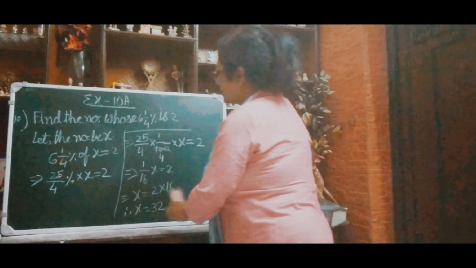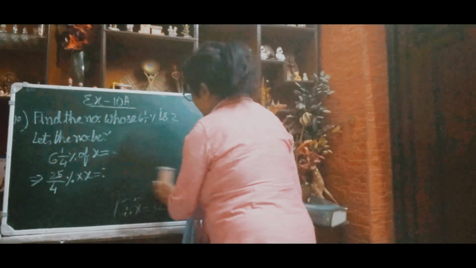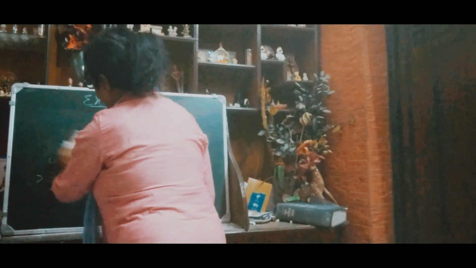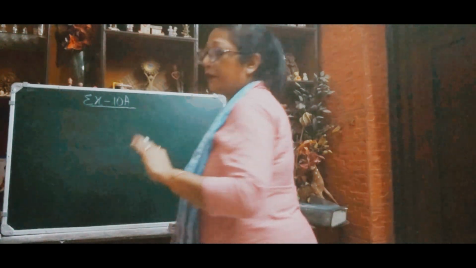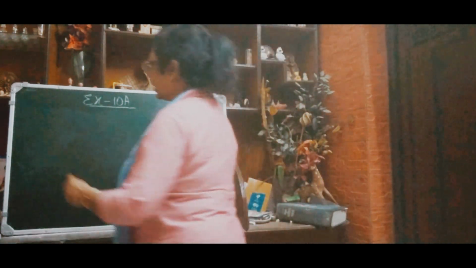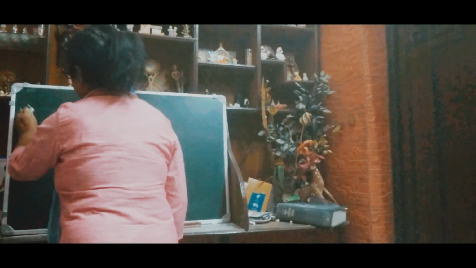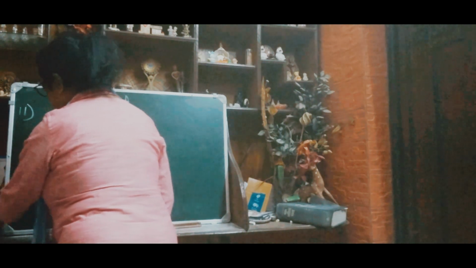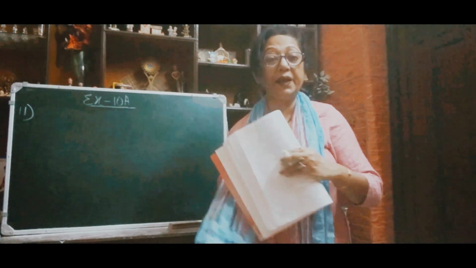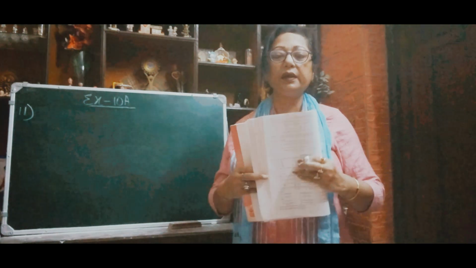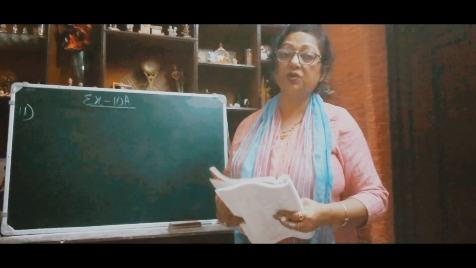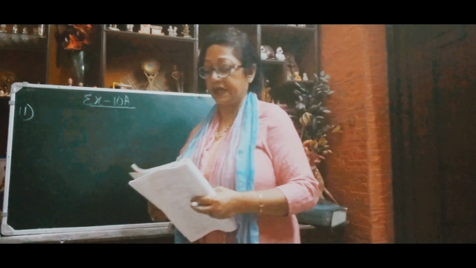Now let us start sum number 11. These 11 and 12 you have to understand, listen carefully, these two sums are a different type. Sum number 11: what amount is 10% more than rupees 90?